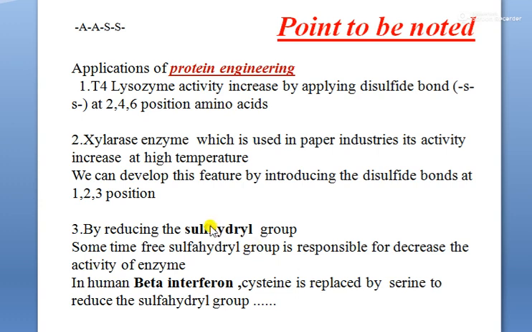And the next one, reducing the sulfhydryl groups, because sometimes free sulfhydryl groups are responsible for decreasing the activity of enzymes or proteins. In that case, we need to reduce the sulfhydryl groups for better activity of the enzymes or proteins. As an example, in human beta interferon, cysteine is replaced by serine to reduce the sulfhydryl group. So, by this change, human beta interferon gets new features for better activity.